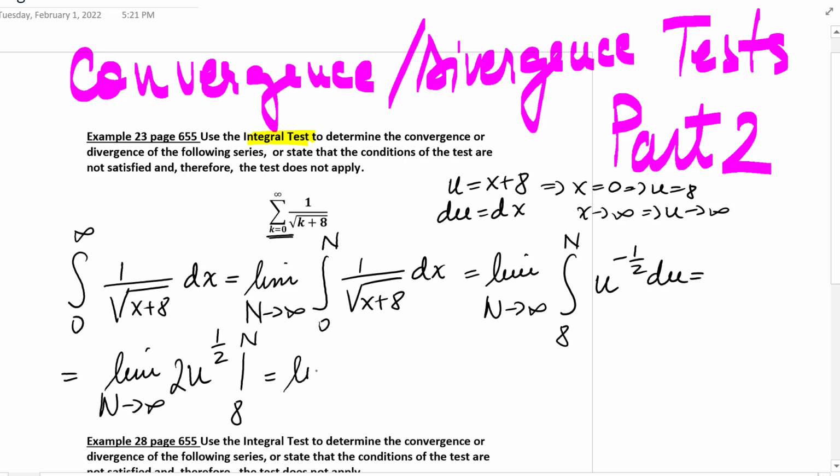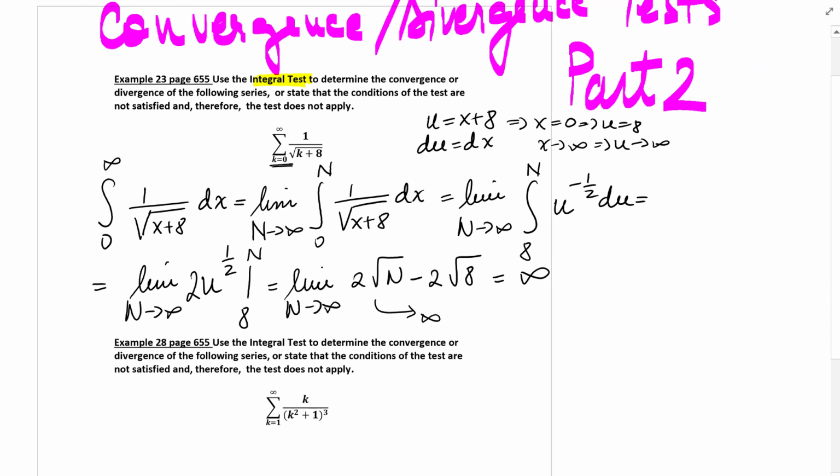So we get the limit as n approaches infinity of 2 square root of n minus 2 square root of 8. Now as n approaches infinity, this approaches infinity; infinity minus a number is infinity. So because the limit of the integral is infinity, the series diverges.